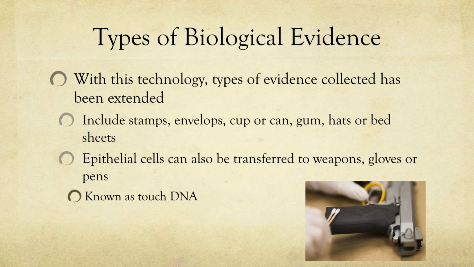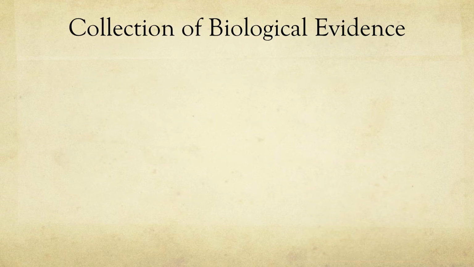to stamps and envelopes that have been licked, cups or cans that have been drank from, gum, the sweatbands of hats, bed sheets with dead skin cells on them, even epithelial cells, which are skin cells, can be transferred to weapons, insides of gloves, or pens that have been used by a suspect. This is known as touch DNA, which again is only going to provide a small amount of DNA evidence, but with our technology, we can amplify that, especially with the PCR process.